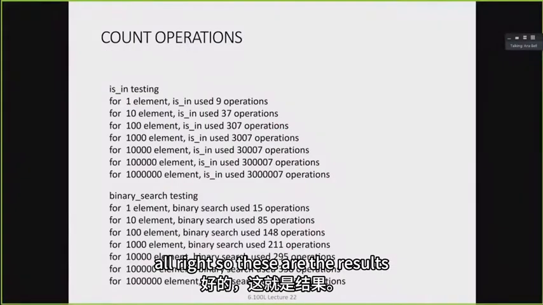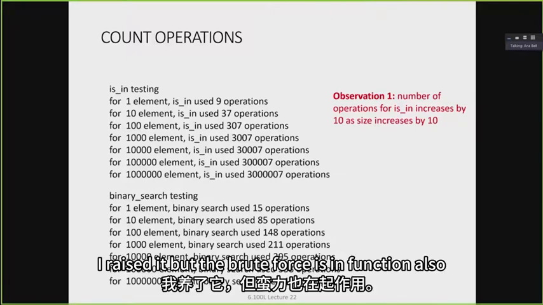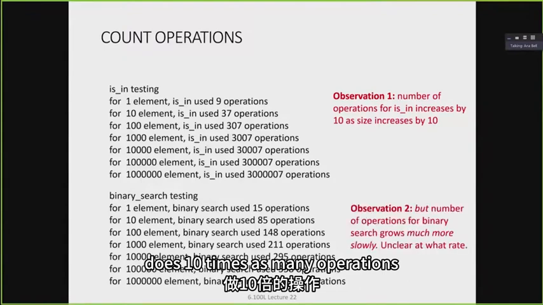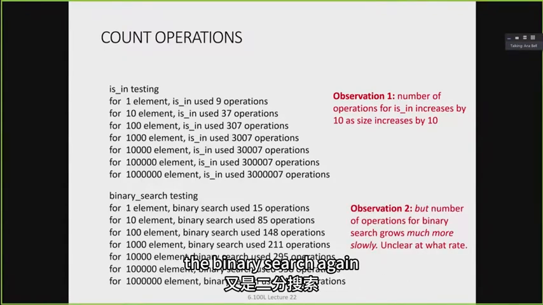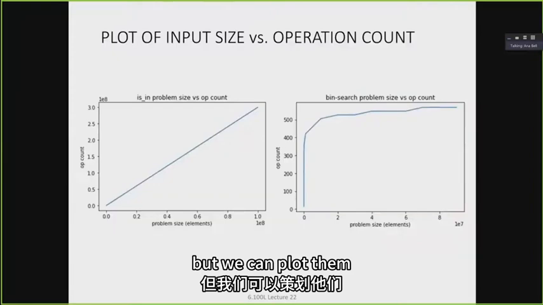All right, so these are the results. Observation 1, as I mentioned: when we increase the input by 10, the brute force, I erased it, but the brute force is-in function also does 10 times as many operations. The binary search, again, we don't know what rate it is at. But we can plot them.